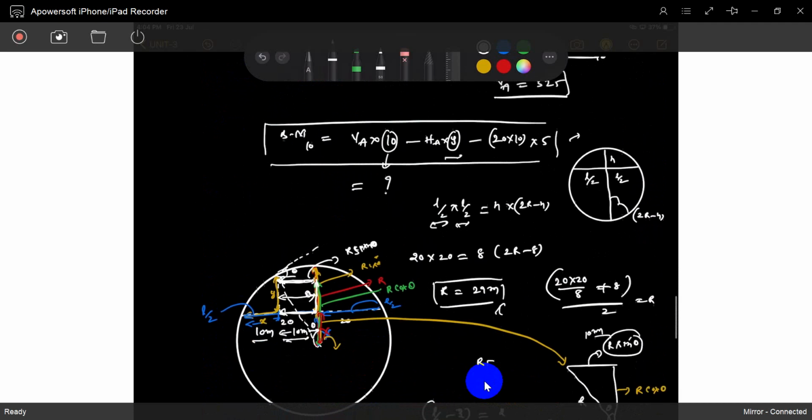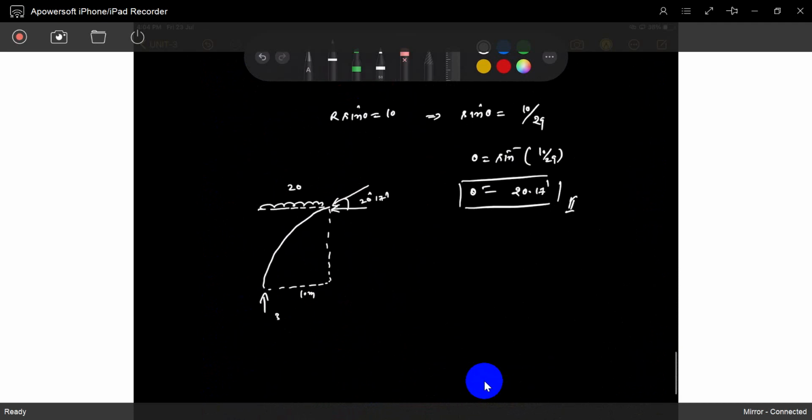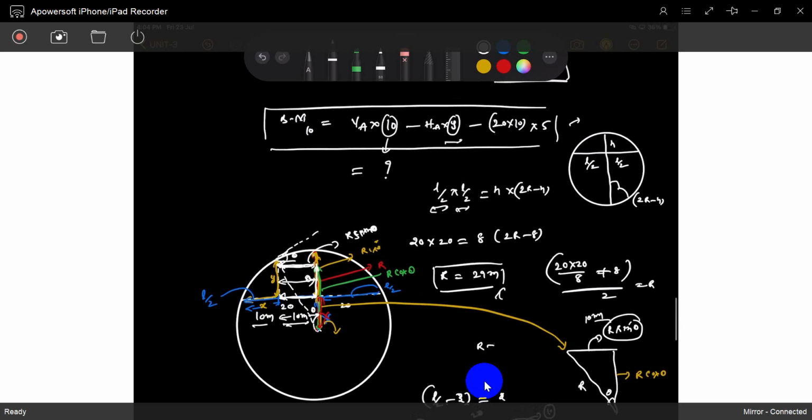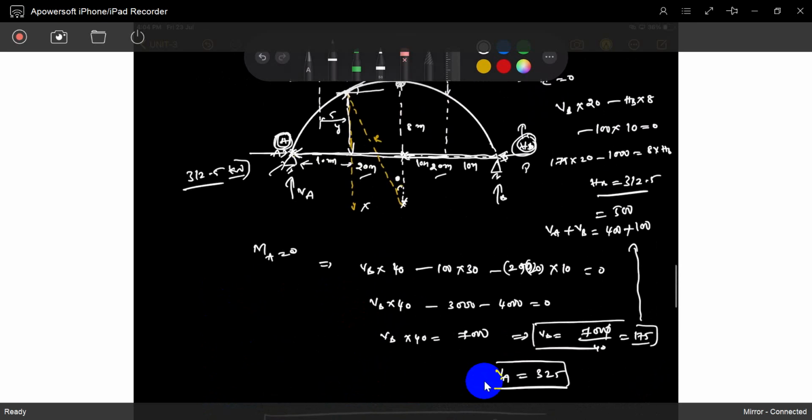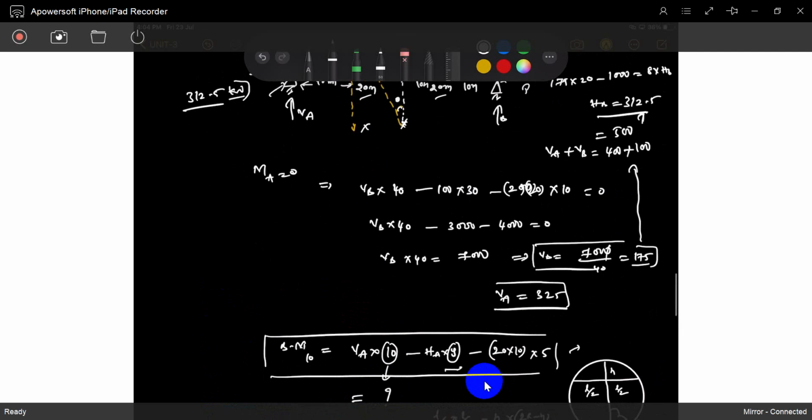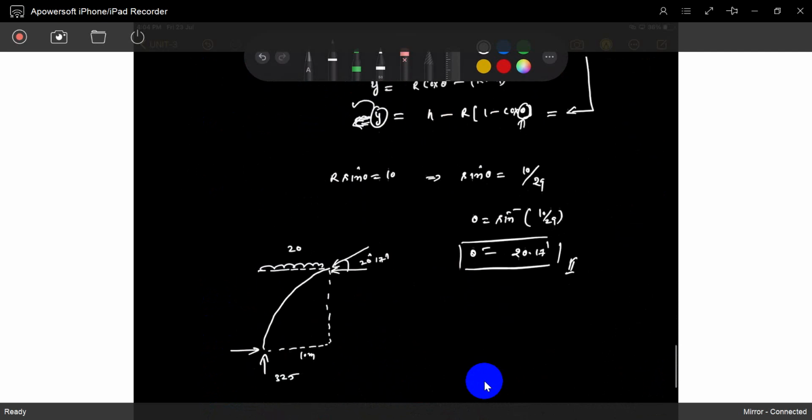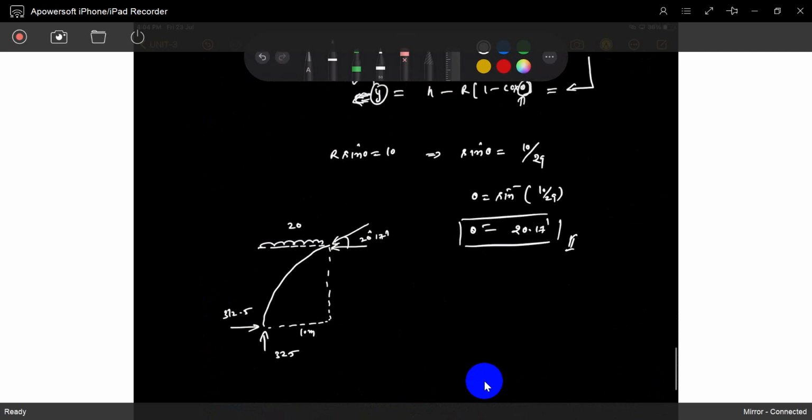The vertical reaction VA is 325, and H is 312.5. So now this segment should be placed first.